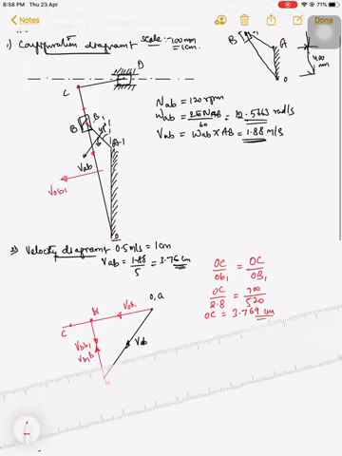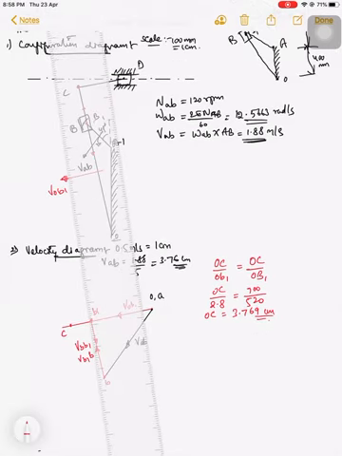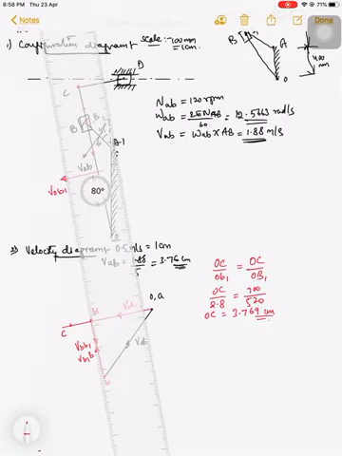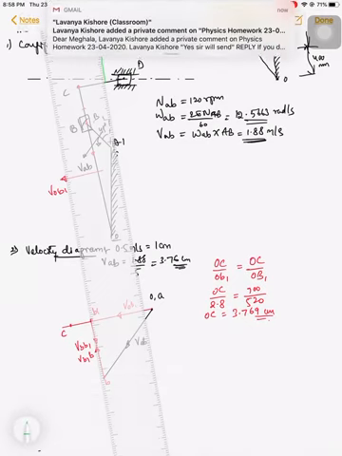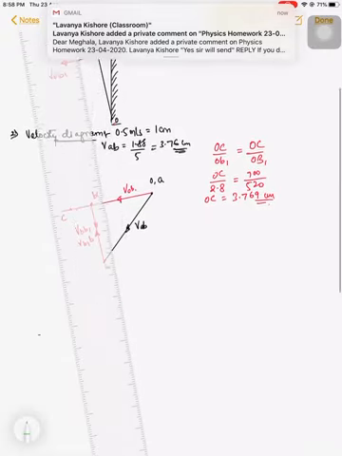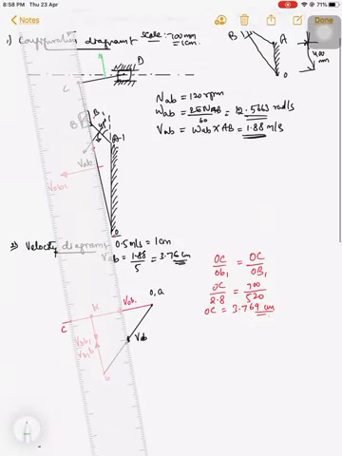Now let us consider the link CD here, the link CD. So how will the velocity be acting here? So velocity will be exactly perpendicular to this link, perpendicular to this link here. So this is your VCD.